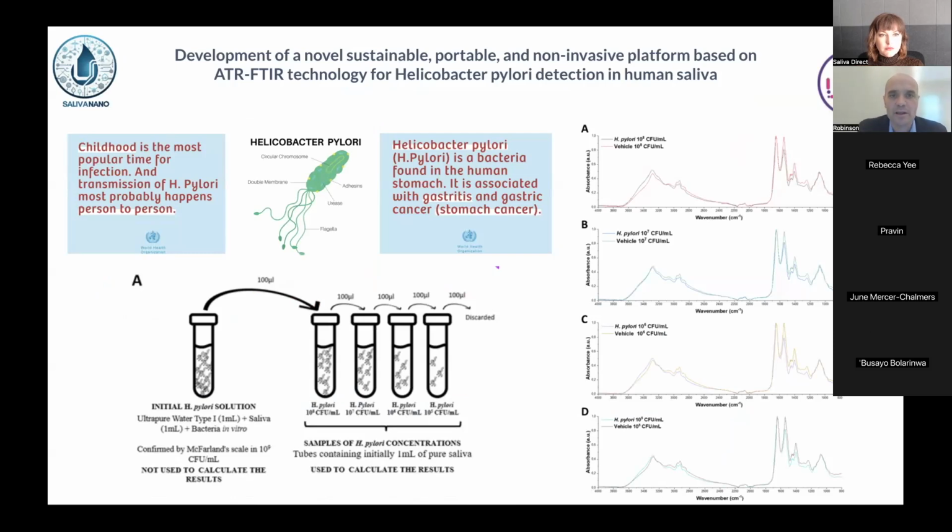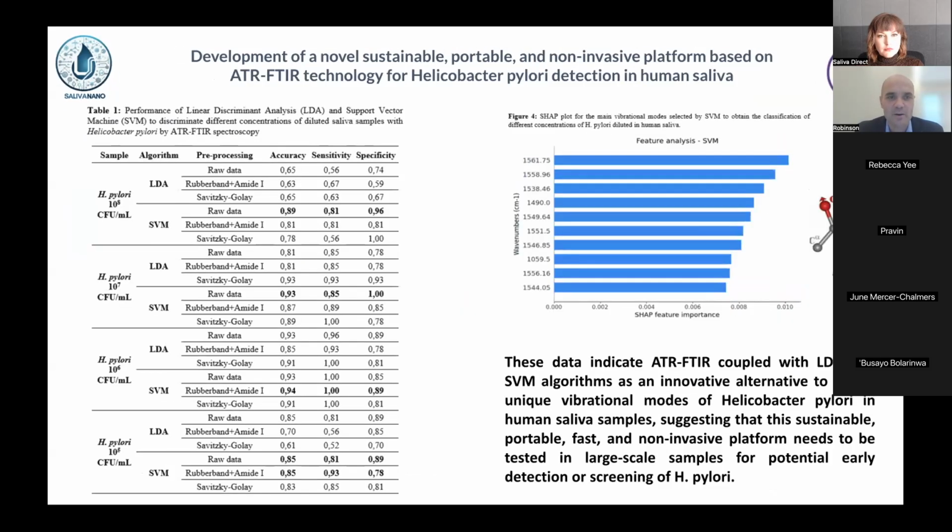Helicobacter pylori in the saliva because it is associated with gastric cancer, and in that case we have several concentrations. Next one, and we were able to detect this Helicobacter pylori with between 85 to 93% of accuracy. And in all cases, we can also describe the specific molecule detected in the saliva to discriminate this sample.